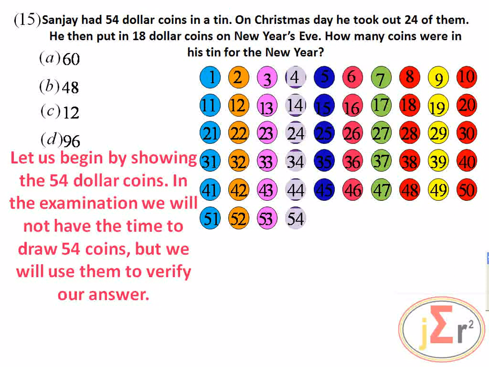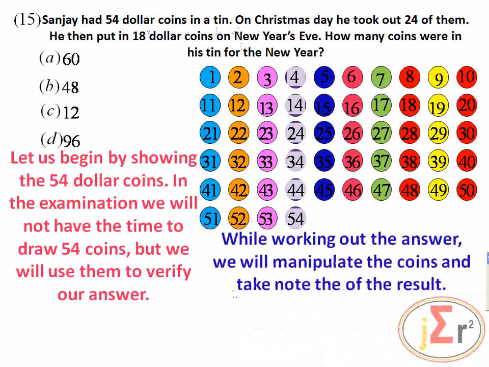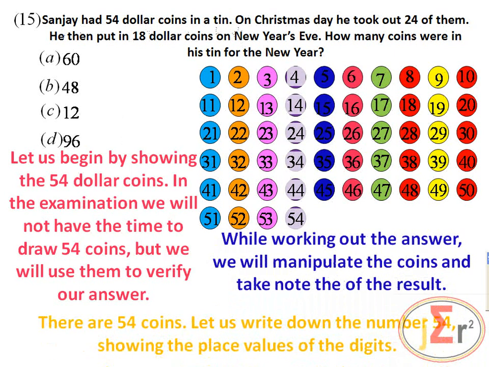So, what do we do with those 54 coins? While working out the answer, we will manipulate the coins and take note of the results. There are how many coins in all? 54. Let us write down the number 54, showing the place values of the digits. So now we are making use of the place values as we promised you in video A. In the A video, we said that we'll be using place values. Here we go. So we have 54: 5 tens and 4 ones.